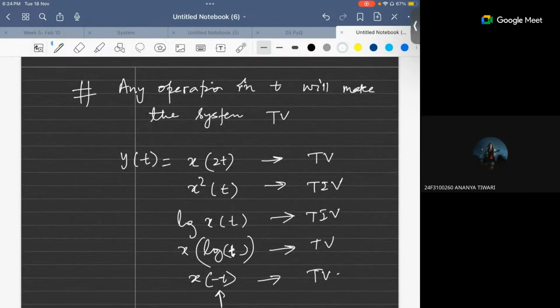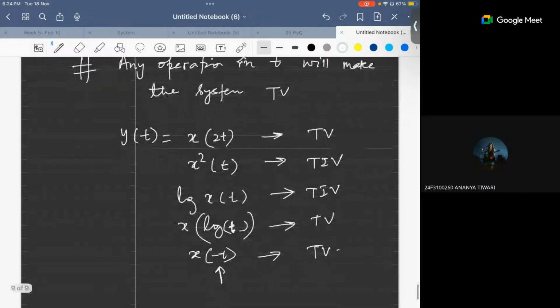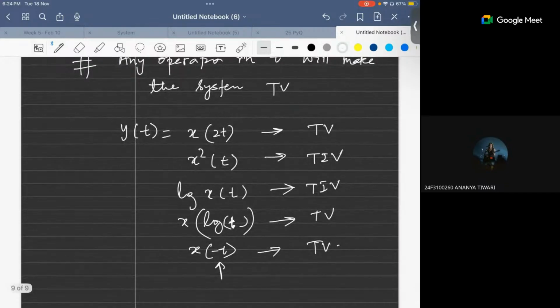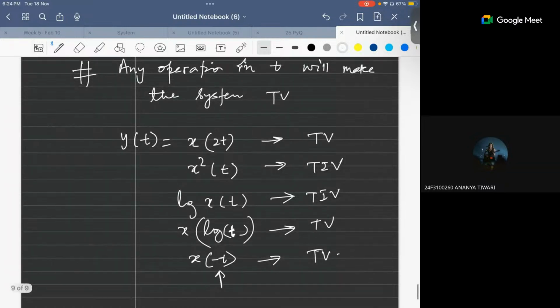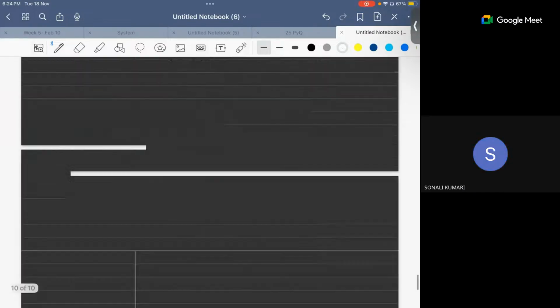So scaling, any operation, any logarithm function you are applying on t, that will make the system time variant. And you can see it also, right? When you delay the signal in the input, everywhere you have to replace t with t minus capital T. And if you delay the signal at the output, you just have to put only one t. So any scaling or any operation on t will for sure make the system time variant. Is it clear to everybody? Are you able to understand? Yes, sir. This was the first thing.